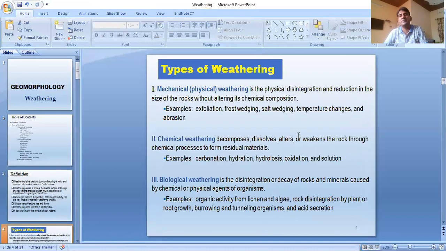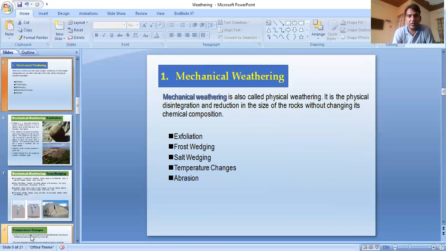Now we are talking about the types of weathering. Basically there are three types: mechanical weathering, chemical weathering, and biological weathering. All these three types have different agents. For physical or mechanical weathering, we have exfoliation, frost wedging, salt wedging, temperature changes, and abrasion. We'll discuss them one by one, don't worry about this. And in chemical weathering, we have decomposing, dissolving, altering, or weakening the rocks through chemical processes from the residual material. So let's go one by one.